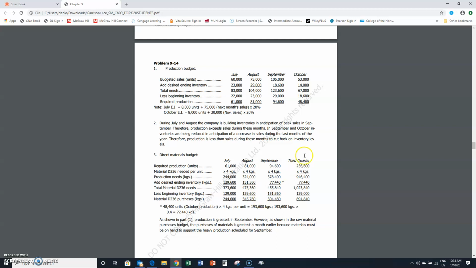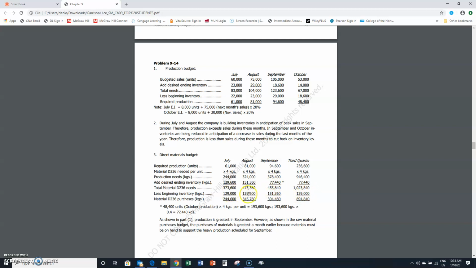Now one thing I want to point out when you're looking at the quarter in total. So required production for the quarter is the sum of all the months. The production needs, you can take the 236,600 times 4 kilograms. It also works if you add the production needs for each month. But you notice here, your desired ending inventory is not the total of all your ending inventories. Your desired ending inventory number here, the 77,440, is the desired ending inventory in the last month of the quarter. So at the end of that quarter, that's what you want to have in ending inventory, what you're required to have for September.